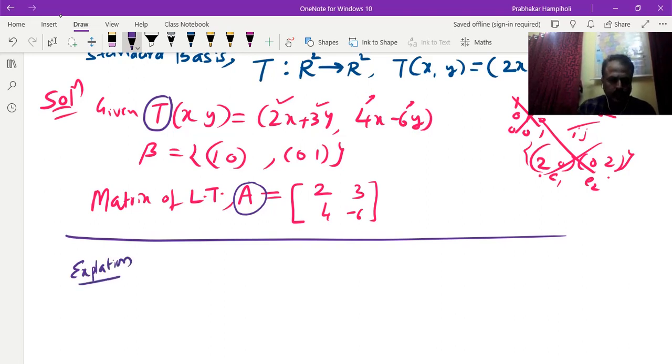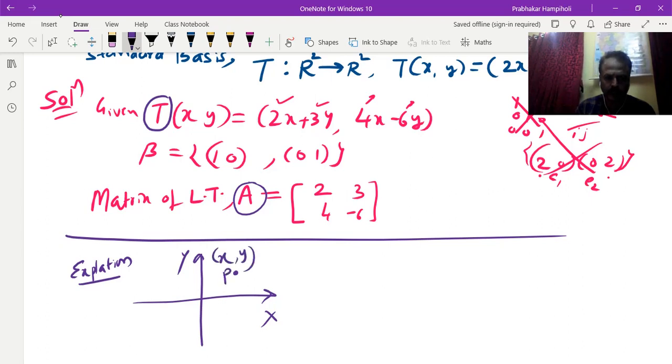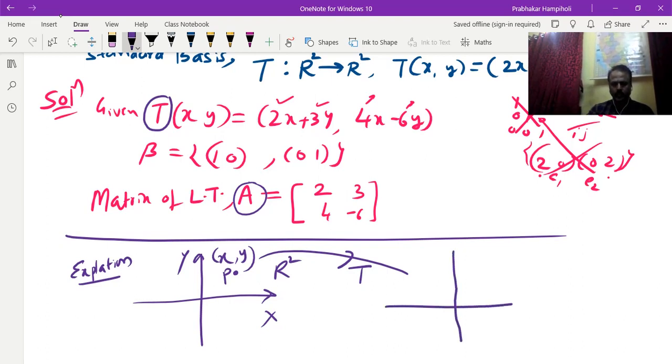Suppose you have a point in two dimensions or three dimensions. We are taking the point in two dimensions now. Let me draw two dimensions, the usual Cartesian coordinates x, y. There is a point in x, y. We have a habit of calling it P. This R2 plane is acted upon by a force by name T, just like in engineering mechanics, you apply a force and it goes to some other place.